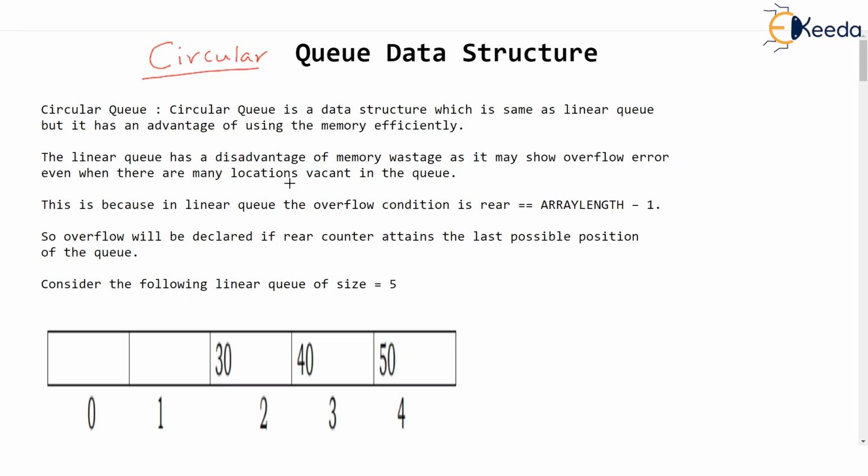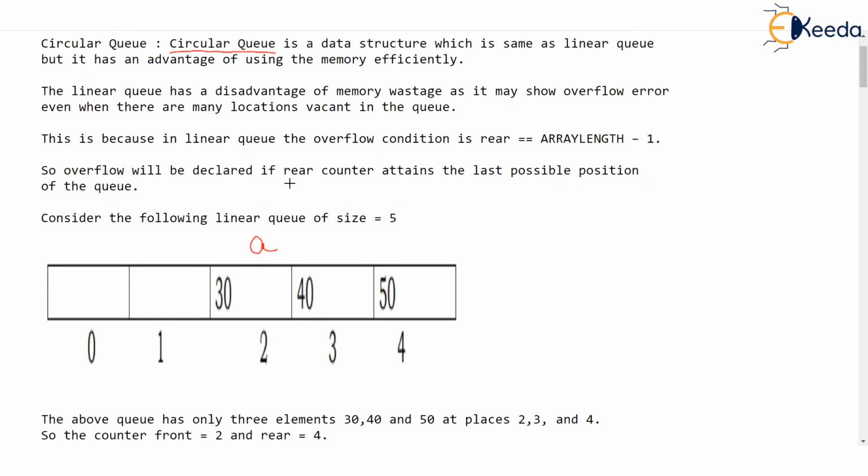Now actually circular queue is same as linear queue. I mean data structure wise, we are going to have array A of fixed size and we will have two counters front and rear just as we had it in linear queue. So declaration of circular queue and linear queue is going to be same. But the behavior of inserting an element or deleting an element will be a bit different.